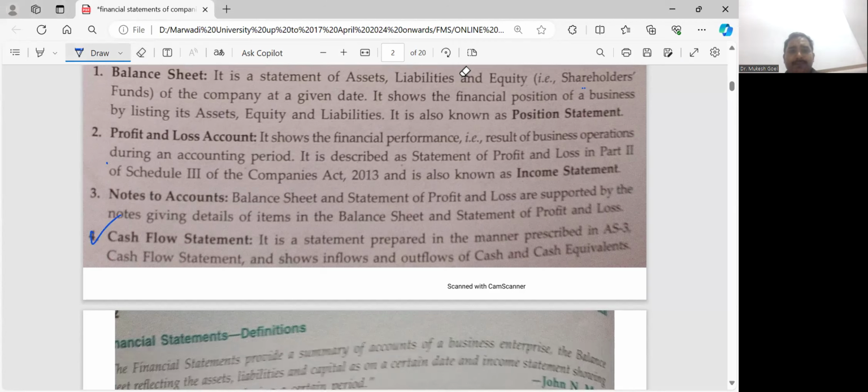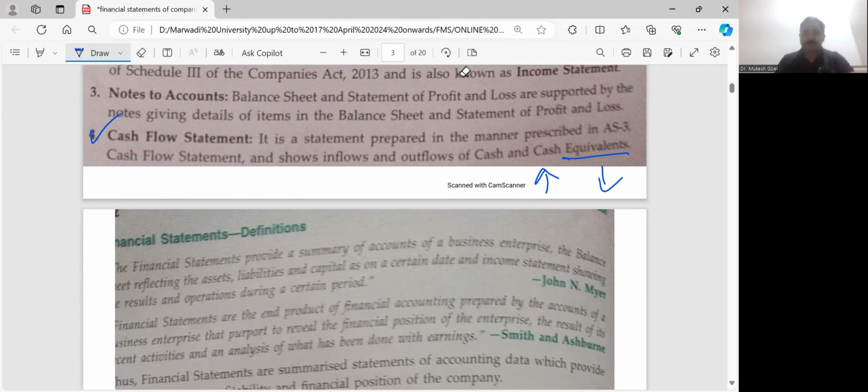Cash flow statement is a statement prepared in the manner prescribed as per Accounting Standard 3. Cash flow statement shows inflows and outflows of cash or cash equivalents. Meaning to say, how much cash is inflow and how much cash is outflow during a particular period. So financial statements provide the summary of accounts of the business enterprise.